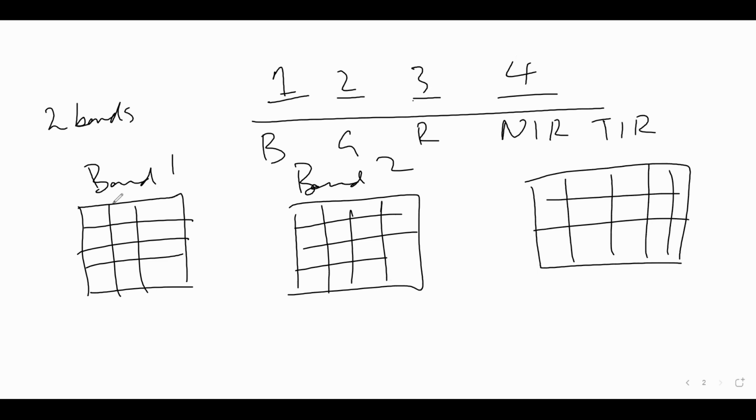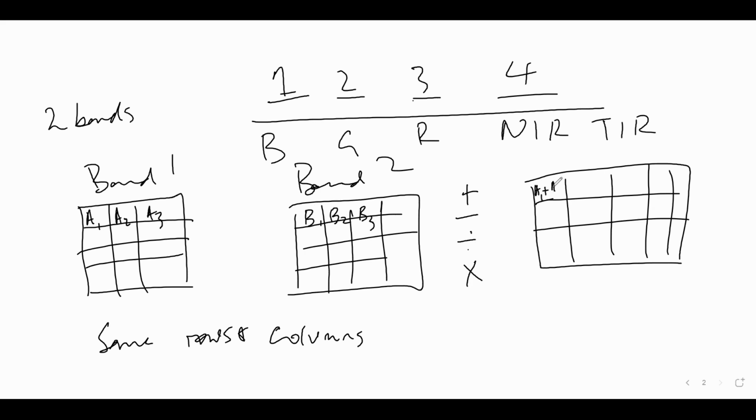Now, for this to work, you need to have the same rows and columns. Usually, if it is the same image, you don't have to worry about that. They usually have the same rows and columns, and we can apply any mathematical operation. We can add, subtract, divide, or multiply. So if this is A1, A2, A3, and this is B1, B2, B3, it will be A1 plus B1. If it is addition, it goes throughout. If it is division, it will be A1 divided by B1.